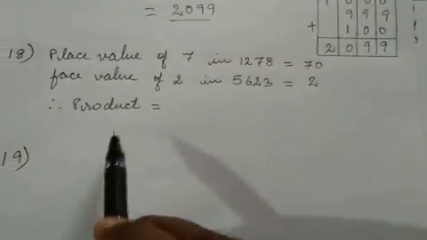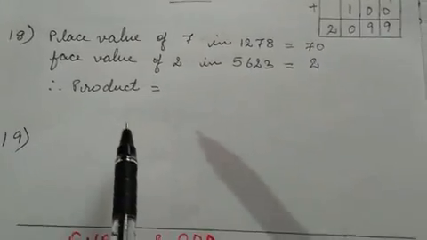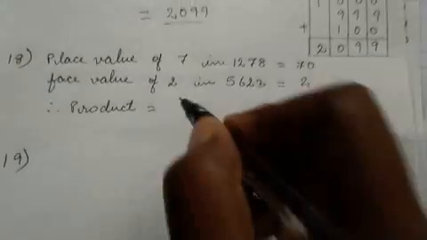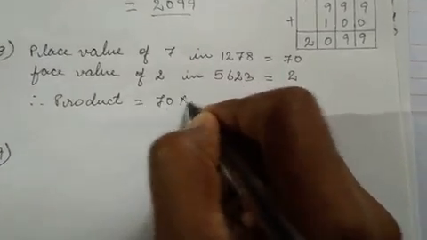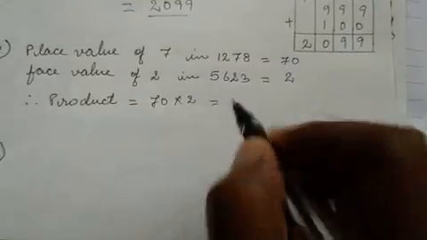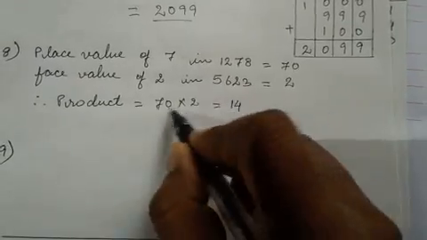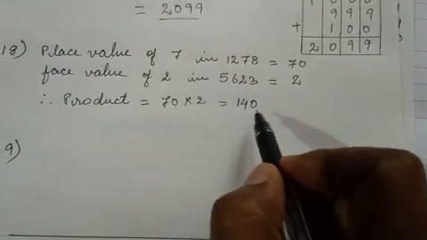The term product means when we multiply two numbers, we get the product. So product means you have to multiply. This will be 70 into 2. 7 2s are 14 and the 0 is brought here. So our answer is 140.